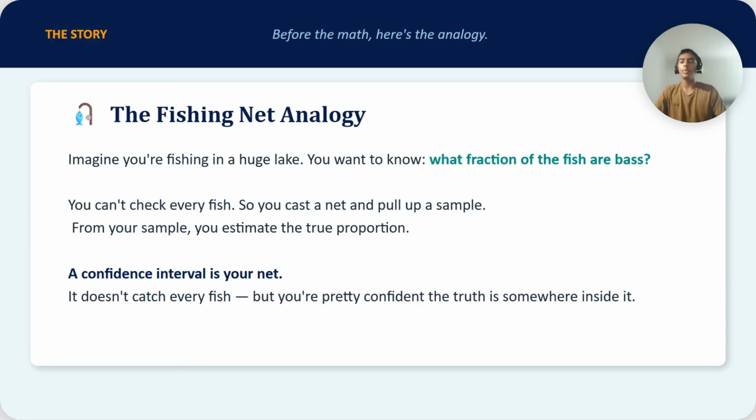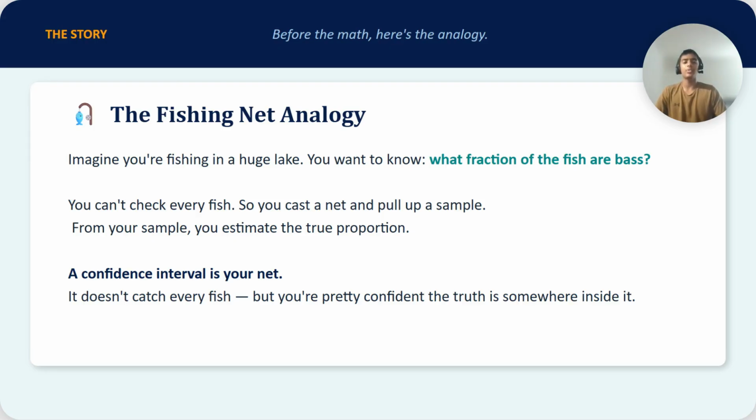Okay, so before we touch the formula, I want you to have this picture in your head. Here's the analogy that's going to carry us through the whole video. Imagine you're fishing in a huge lake, and you want to know what fraction of fish are bass. You can't check every single fish. The lake is massive. So you cast a net and pull up a sample. From that sample, you estimate the true proportion.